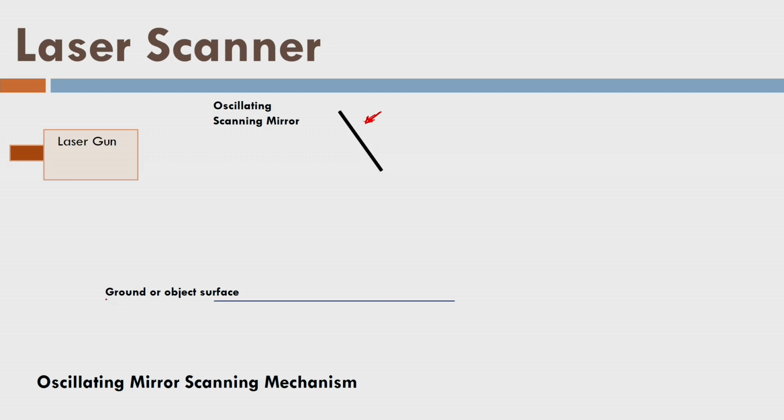So there is a ground surface, right, and there is a laser gun there. Let us see, the laser gun is firing the pulses, and now I am showing the oscillation of the laser scanner like this. So it is continuously oscillating. The laser gun is also firing the laser pulses continuously. We have a continuous series of laser pulses fired towards the topographic surface, right?